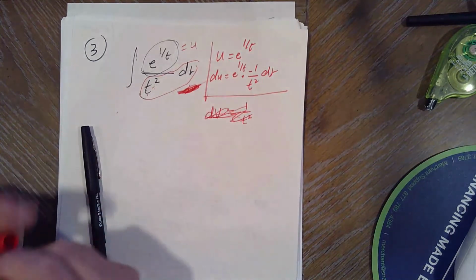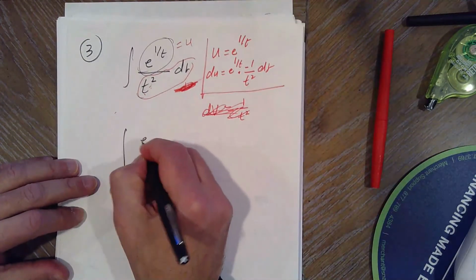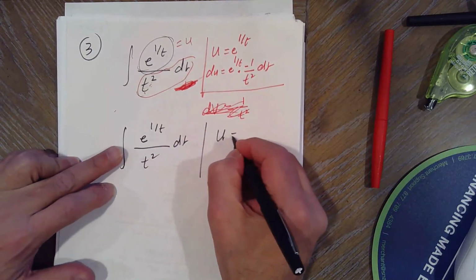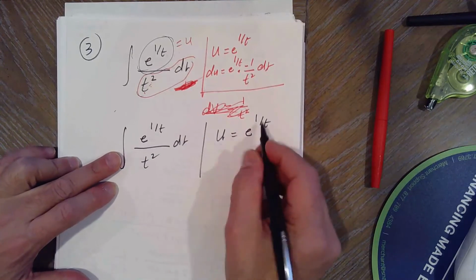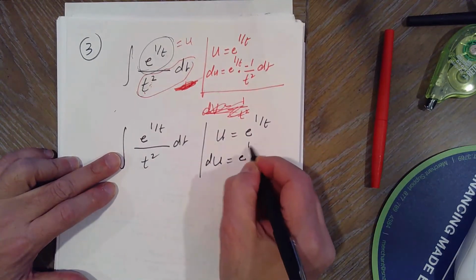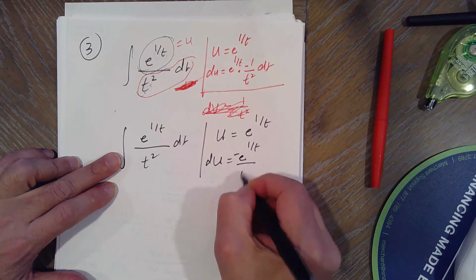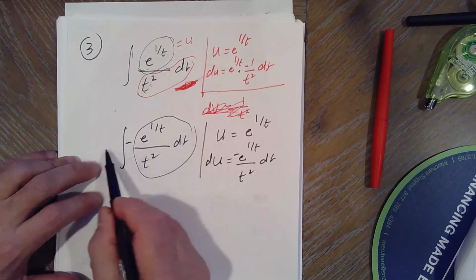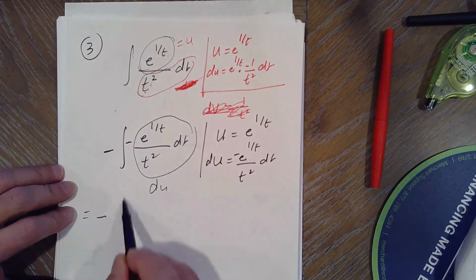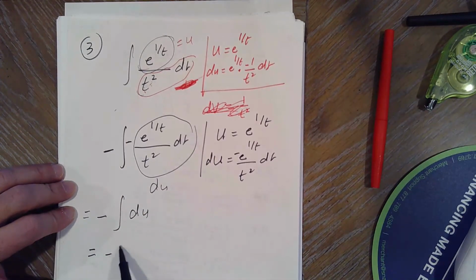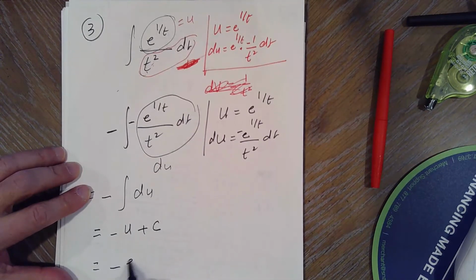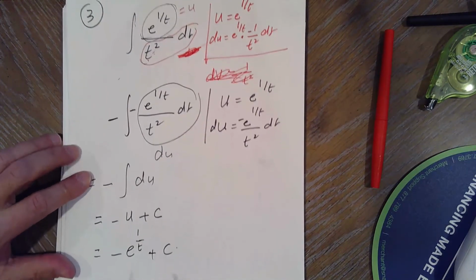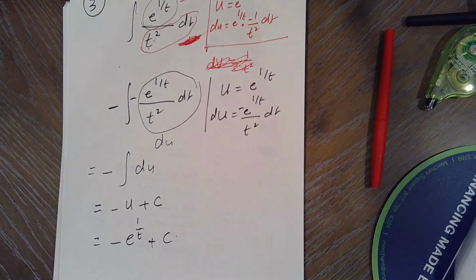So let me rewrite this. Integral of e to the 1 over t over t squared dt, just u substitution would work. So du is e to the 1 over t times negative 1 over t squared dt. All this is du. We need a negative, so we get negative integral of du, which is negative u plus c. I was trying to do integration by parts, but we don't need that. We can just do substitution.